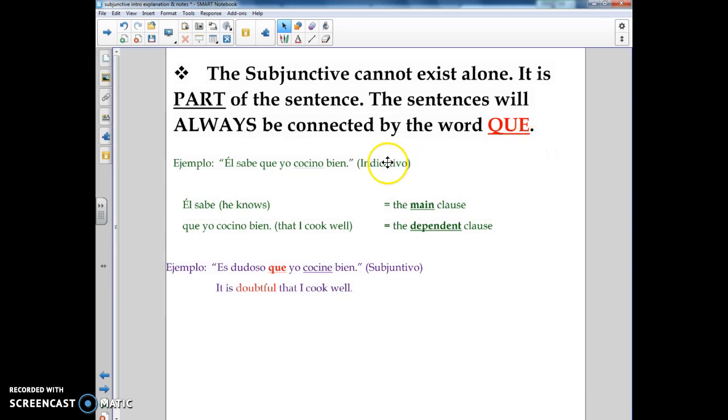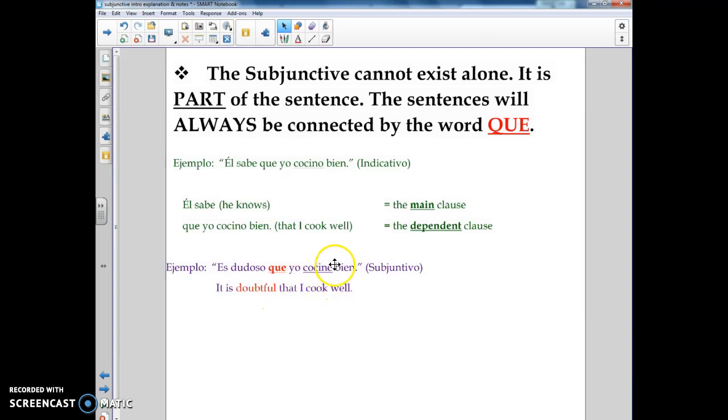So to give you an example of an indicative sentence that has two parts, he knows that I cook well. Él sabe que yo cocino bien. Since there's no doubt in this sentence, because you're saying he knows something for a fact, we just use the normal present tense form of the verb. But down below, you'll see in this subjunctive sentence, es dudoso que yo cocine bien. So now you're starting the sentence with some doubt. It is doubtful that I cook well.